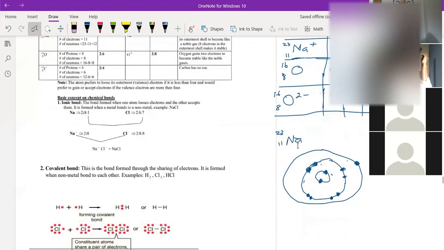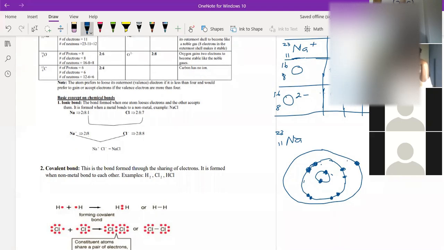But on the test, you don't have all the time to draw all these things. So there's a faster way to write this, and that's what I'm going to use most of the time. The inner shell takes two, so we write two, then a colon. Then the next shell takes eight. Once you get to eight, spill over to the next shell, so a colon again. You have one on the outside, so 2, 8, 1. This is sodium.